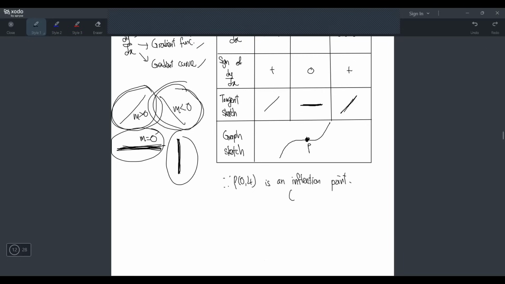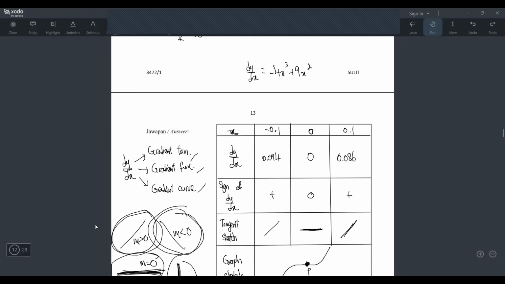Inflection point in Bahasa, inflect, this is C, inflect. In Bahasa Melayu, it's called titik lengkok balas, right? And what is titik lengkok balas? It's called inflection point. It means the point is like this. You cannot call it maximum, you cannot call it minimum. It's like flat like this, right? So then we call it inflection point.